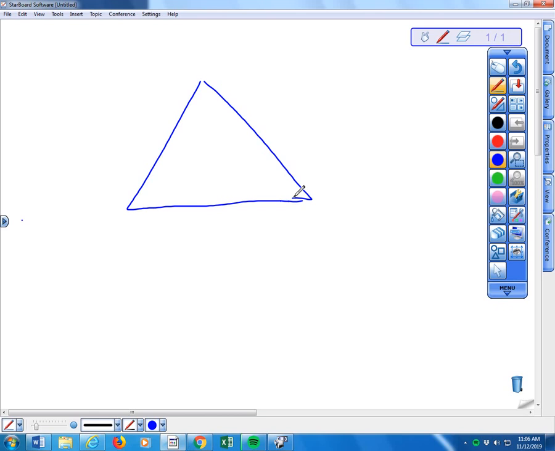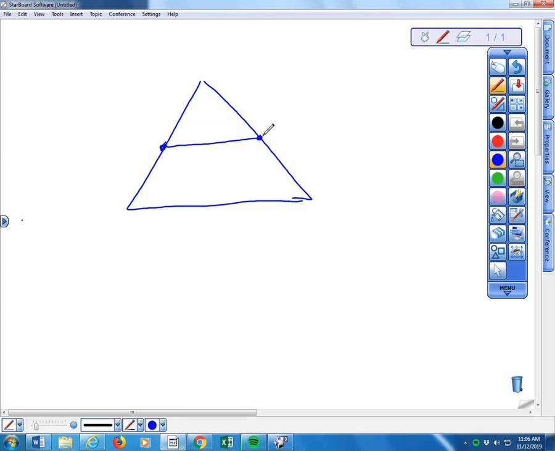Okay, but if I know this segment is 10 units long, as an example, then the midpoint's going to be 5. And if I know this one's 6, the midpoint's going to be 3. So I'm going to find the midpoint here, and I'm going to draw my mid-segment. This is called a mid-segment, a segment that connects the midpoints of two sides of a triangle.